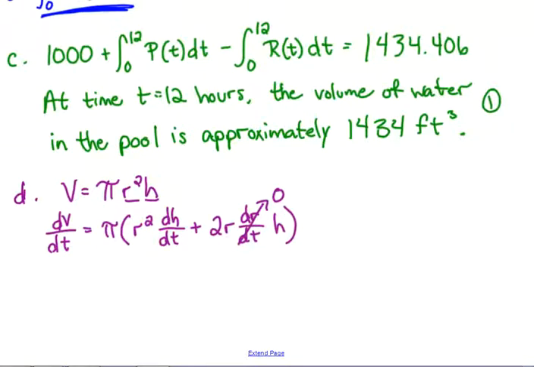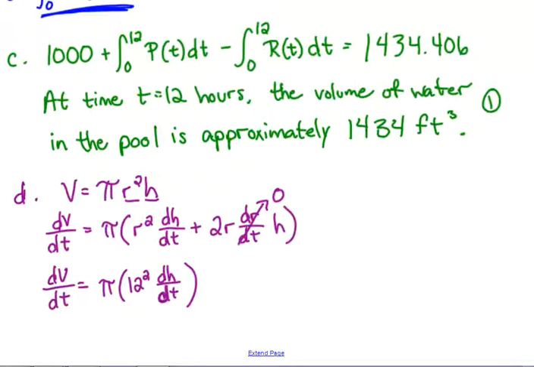Okay, so let's plug in what we know. dV over dt. Do we know the change in the volume? No, that's what we're looking for. The radius is always 12. The change in the height. Ooh, we don't know that either. That's what they're asking us in the second part of the question. How fast is the water level in the pool rising? Okay, so we got another unknown. And then that whole part was 0, so we don't need that. I mean, multiplying by 0 over there, that's gone. All right, so apparently I'm solving the wrong part of the problem right here. But that's okay. It happens.